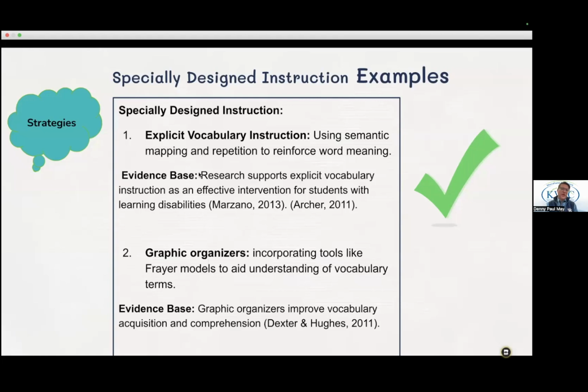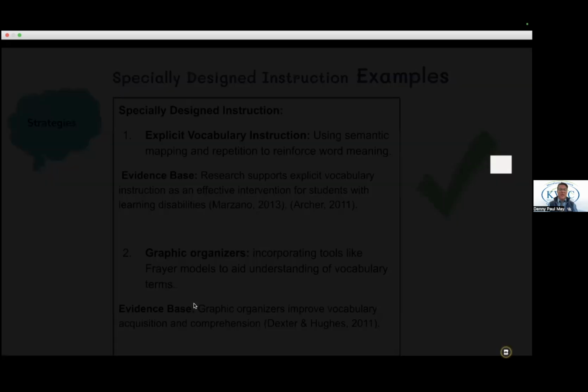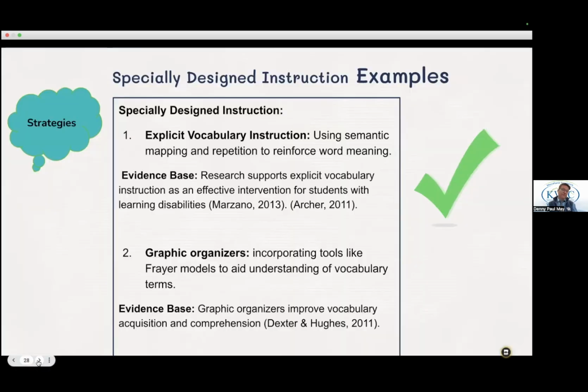So here's some suggestions for specially designed instruction. Explicit vocabulary instruction using semantic mapping and repetition to reinforce word meaning. And the research supports explicit vocabulary instruction as an effective intervention for students with learning disabilities, and graphic organizers, incorporating tools like Frayer models to aid understanding of vocabulary terms. Graphic organizers improve vocabulary acquisition and comprehension, and then in turn, that's going to help him to be able to write the sentences.